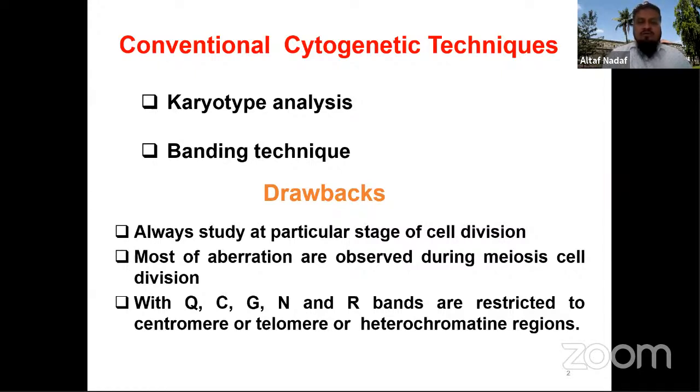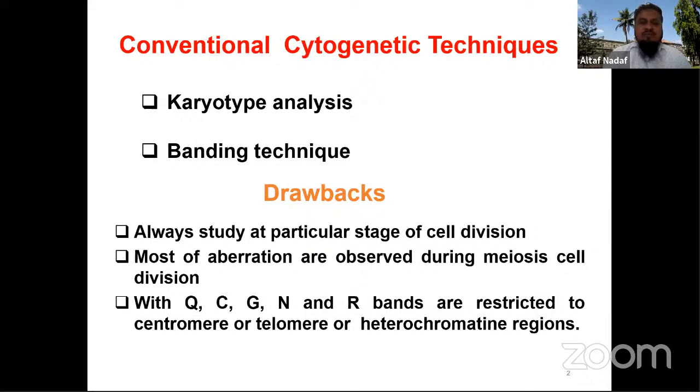But if you look into the problems of these, we find that, for example, if you want to do karyotype analysis, we always need to focus on the metaphase stage. That means we need to select a particular stage of cell division, and most aberrations are observed during meiosis cell division, so it is difficult to make out those changes.